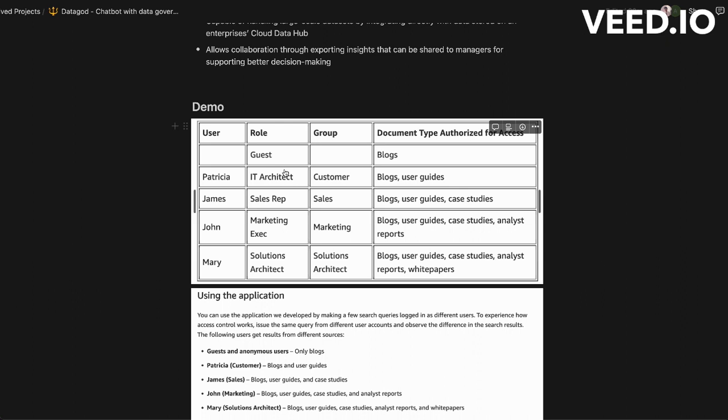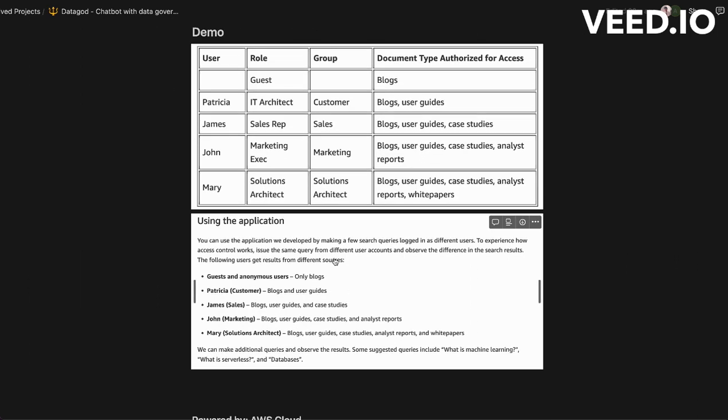Take the example over here. We help an organization break down their data such as blogs, user guides, white papers, case studies, and serve it to different groups of users such as customers, sales, marketing folks, solutions architects.